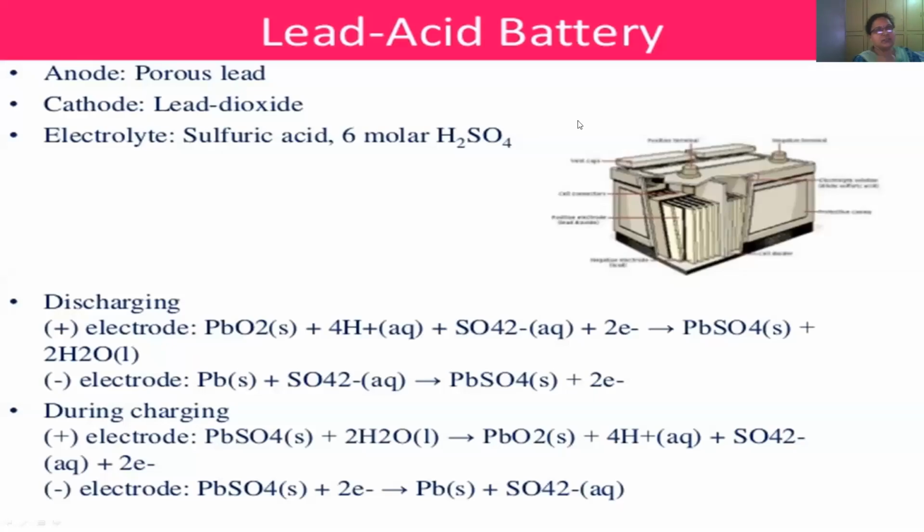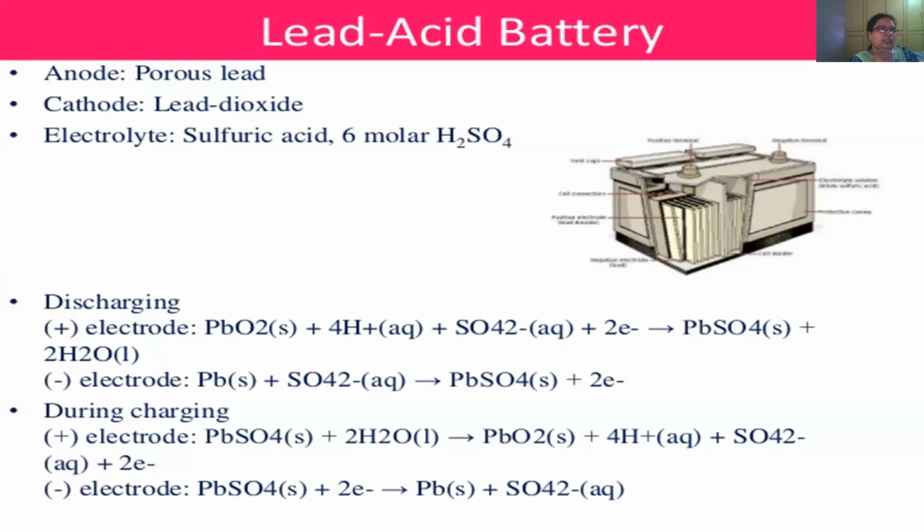So last class we discussed lithium battery. Now we go for lead acid battery. Lead acid battery is an example of a secondary battery. That means it can be recharged and the reactions are reversible. First, the anode used is lead, that is porous lead. The cathode used is lead dioxide, and the electrolyte used is sulfuric acid, that is 6 molar sulfuric acid.